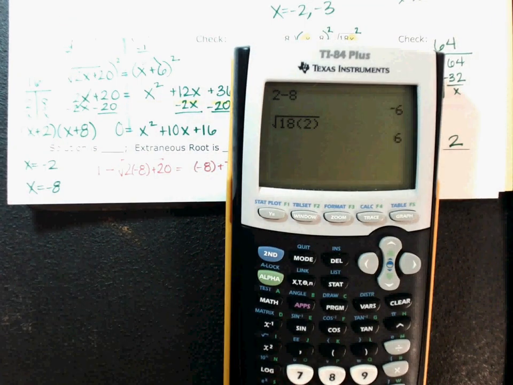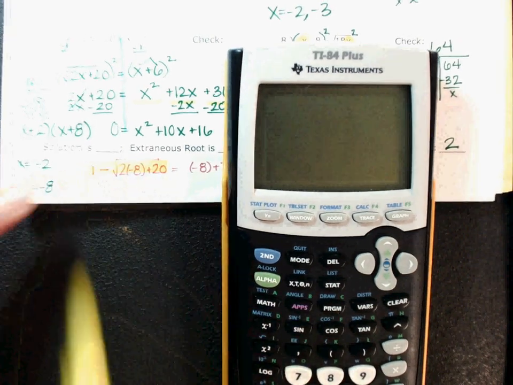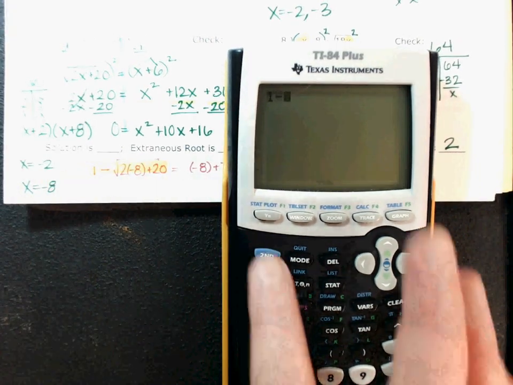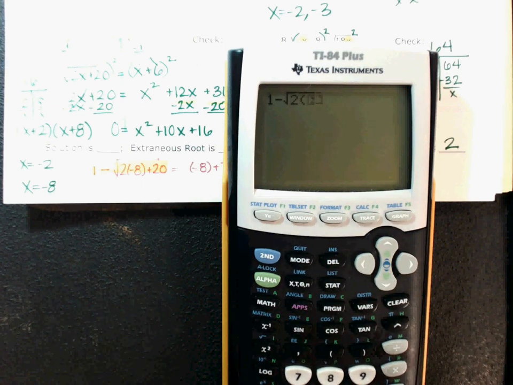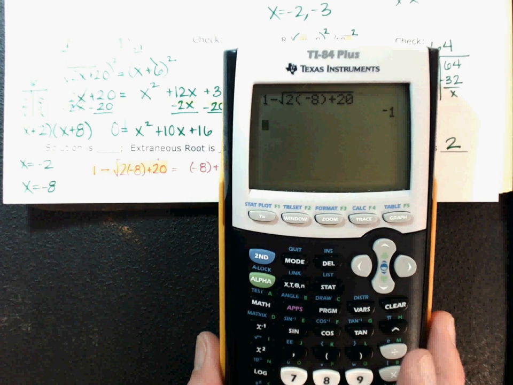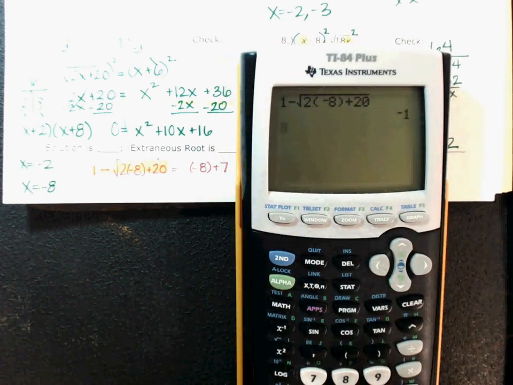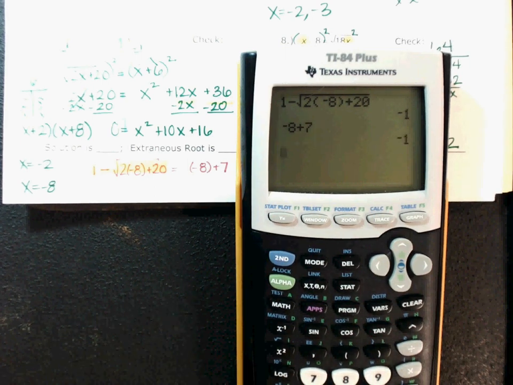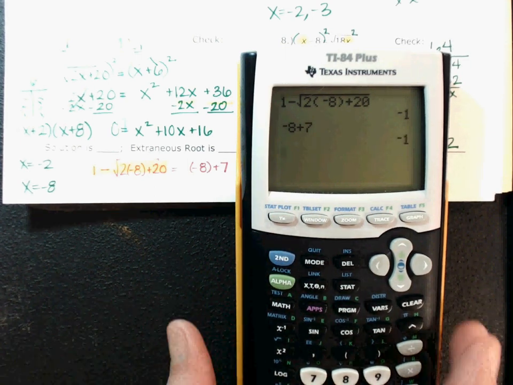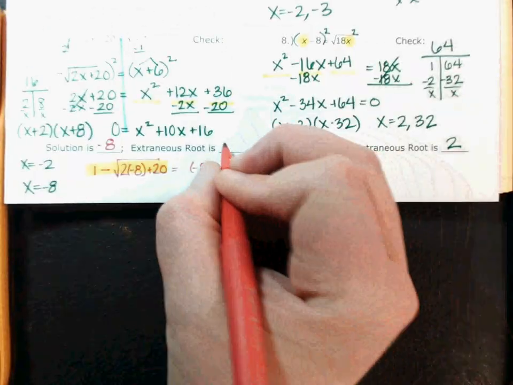So let's see, the left side, I'm just typing in this side right now, is 1 minus square root 2 parentheses minus 8 plus 20. That side came out to be negative 1. Other side was negative 8 plus 7. Let's see if that comes out to be the same. Okay, boom, it does. So is negative 8 the extraneous one? Then it must have been negative 2.